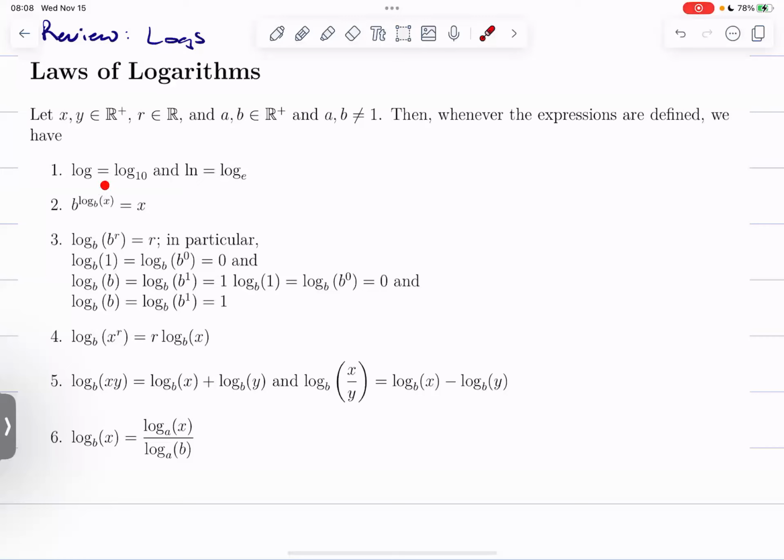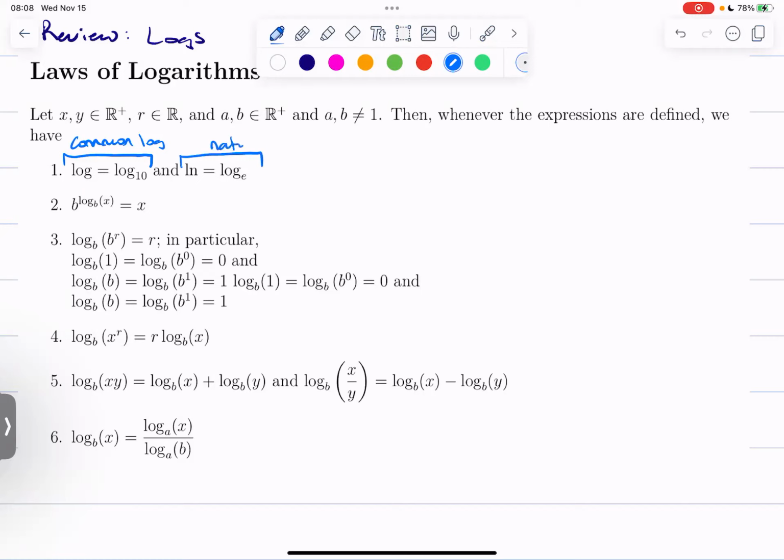We talked about the common log, which we don't even write the base for. It's base 10. We just write log. We talked about the natural log, log base e, which we write ln to simplify it a little bit. And so we said, this is the common log. And that's the name. I'm not just saying it's common. And this is the natural log.